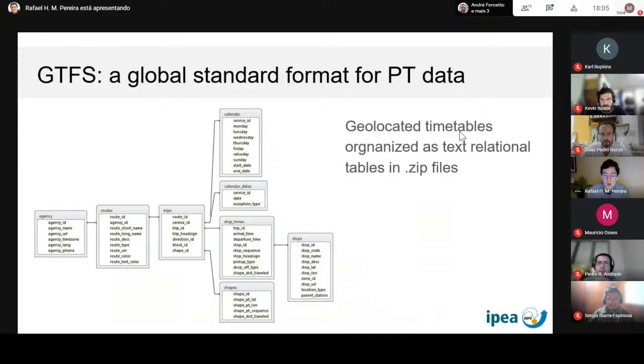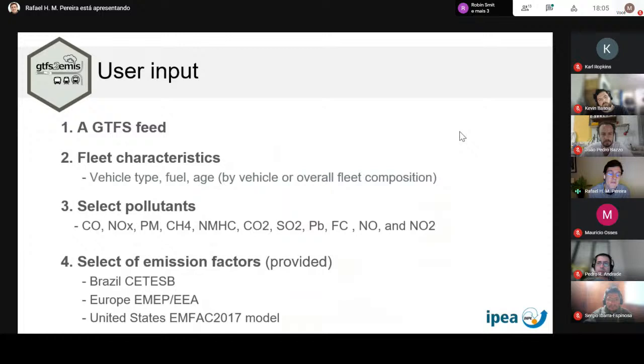And GTFS is the main input of the model that we are developing. Basically, when you're using the package GTFS2EMIS, you only have to input four pieces of information. One, first, is a GTFS feed of the city or the region you're looking at, and some fleet characteristics of the region, including vehicle type, the fuel, the age of the vehicle, and so on. This could be either a detailed table that tells you what type of vehicle is running on each bus route, but it could also be a general table with the overall fleet composition with those characteristics.